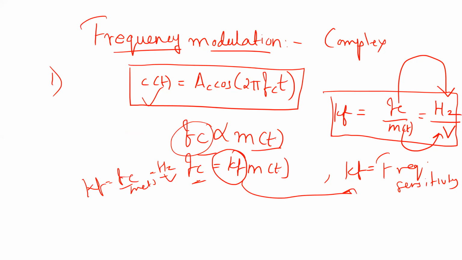Next, we have frequency modulation. Frequency modulation was something that was expected, so we went deep into this. Frequency modulation is a process or a technique in which the frequency of the carrier signal varies instantaneously with respect to that of your message signal. So c(t) is equal to Ac cos 2 pi fc t. fc is equal to Kf into m(t). That is, Kf is equal to hertz per volts.